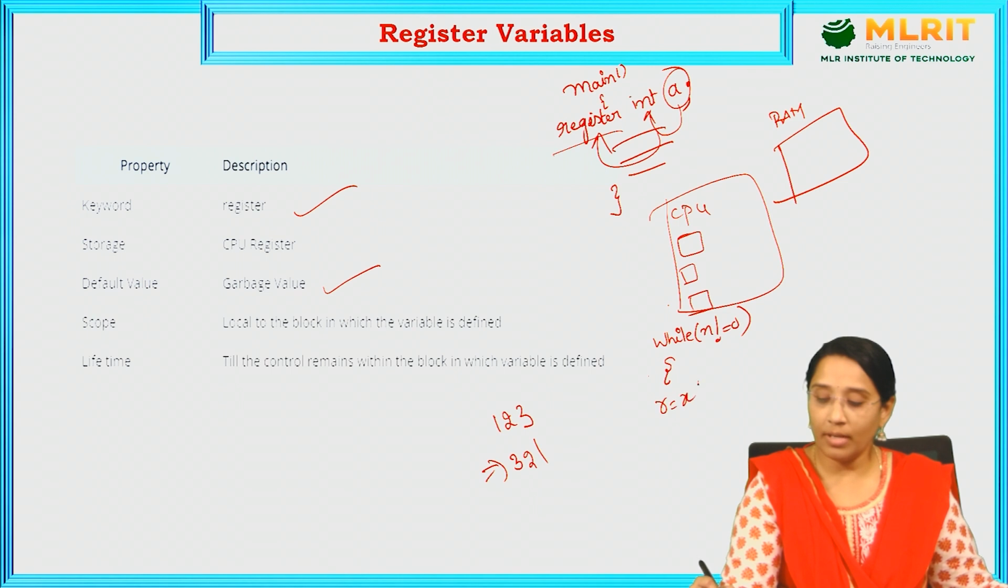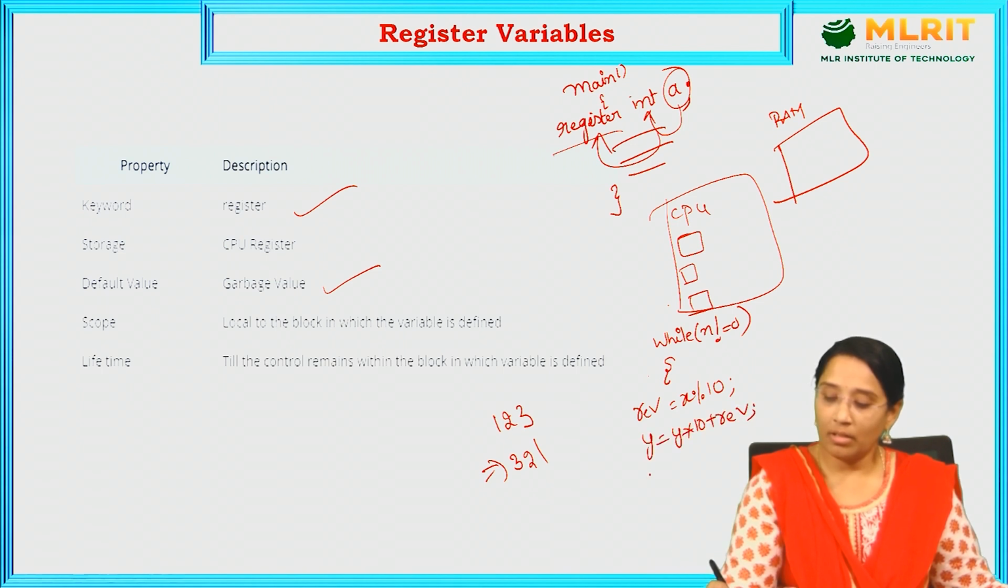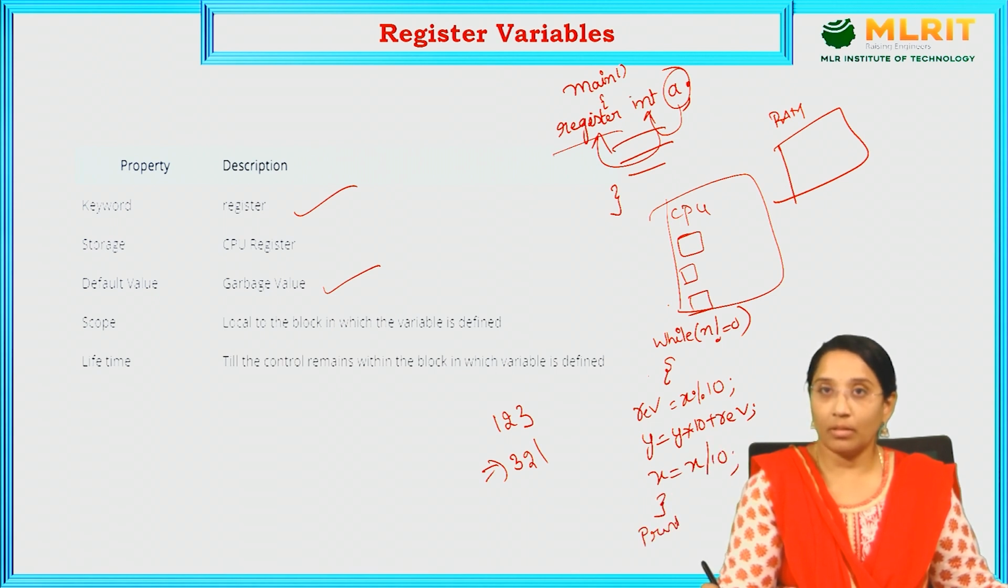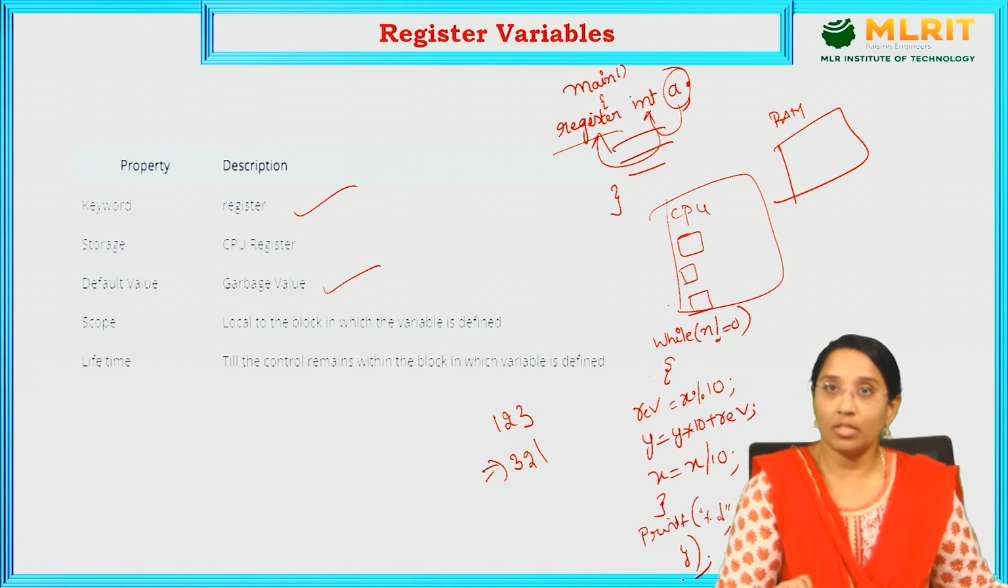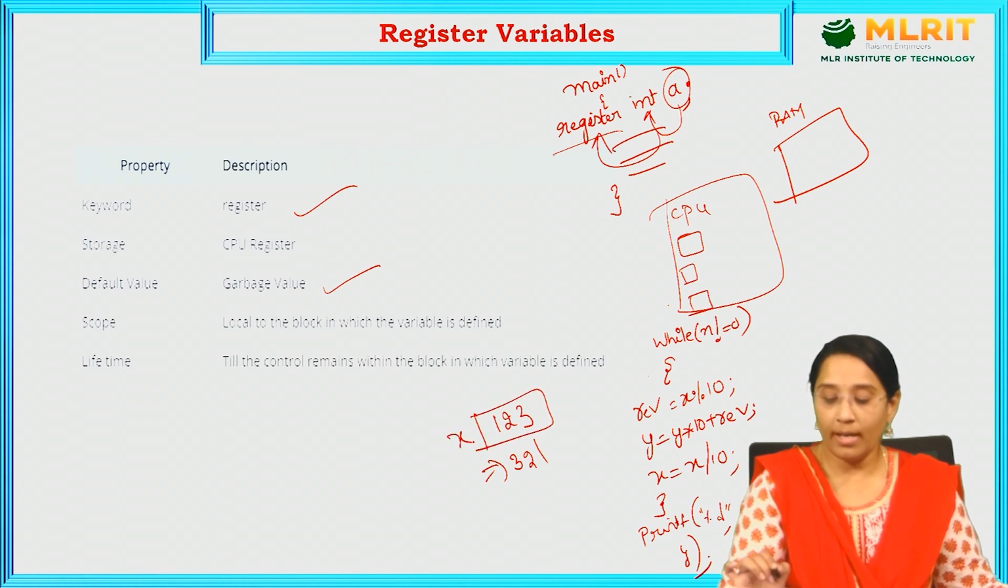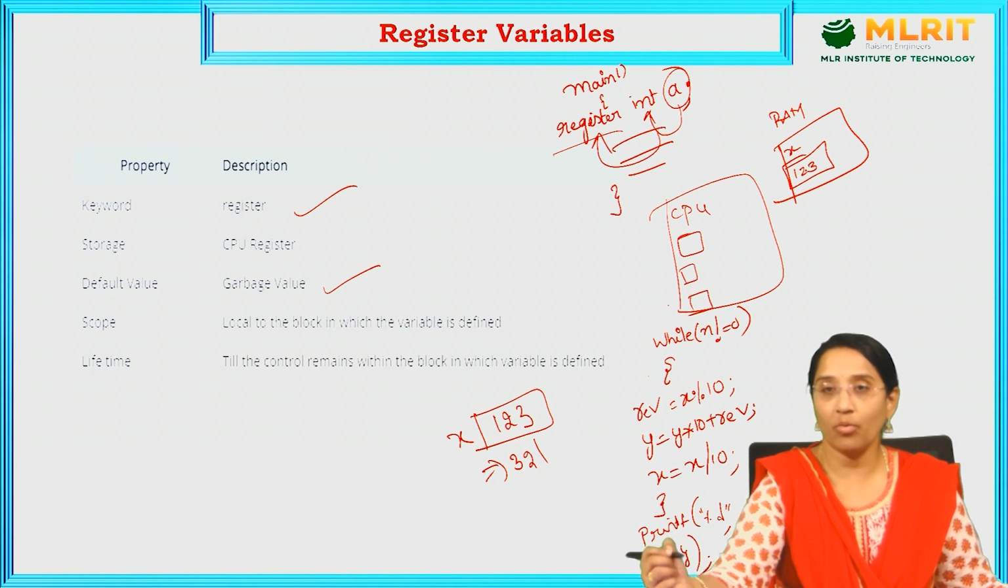The code is: while x not equal to 0, reverse = x modulus 10, y = y * 10 + reverse, x = x / 10, then printf("%d", y). This is the basic logic to reverse the given number. You are giving x as your input, and x contains the value 123.